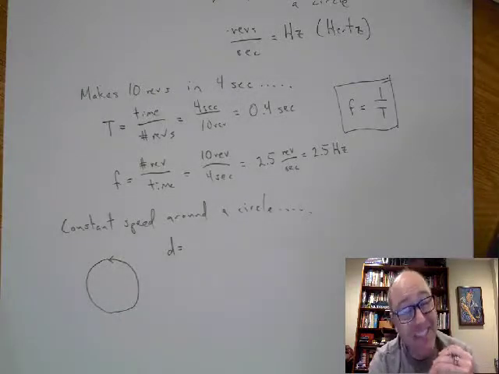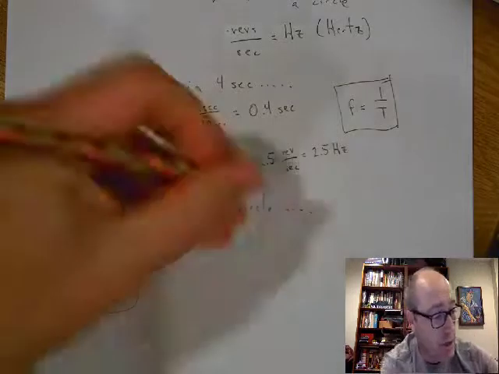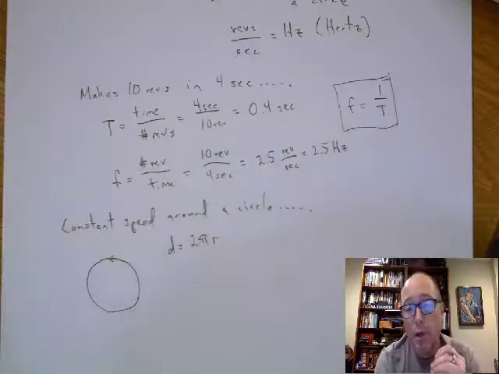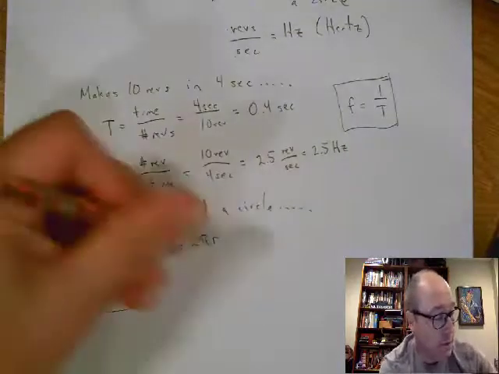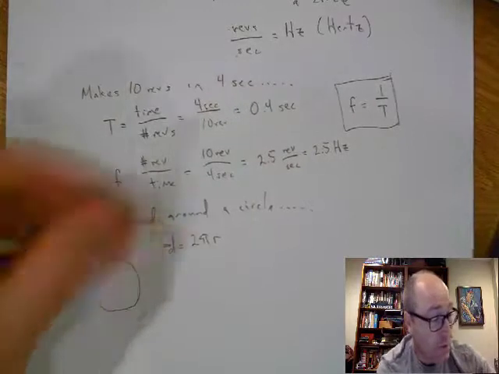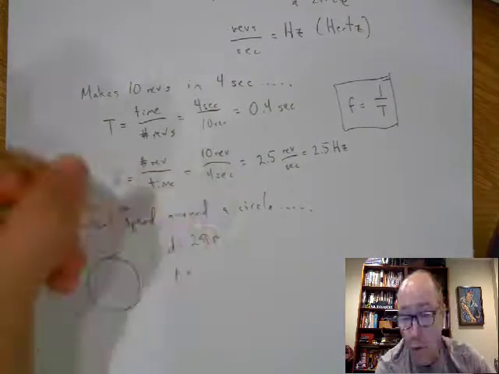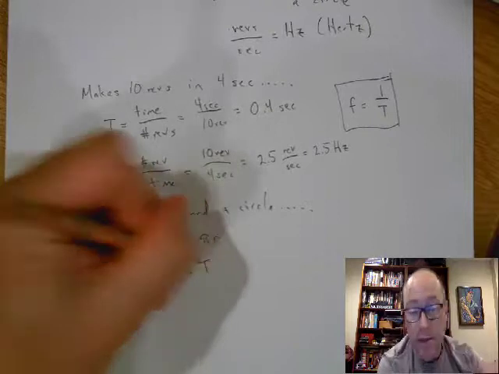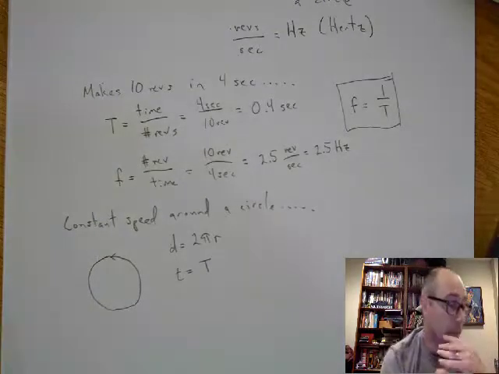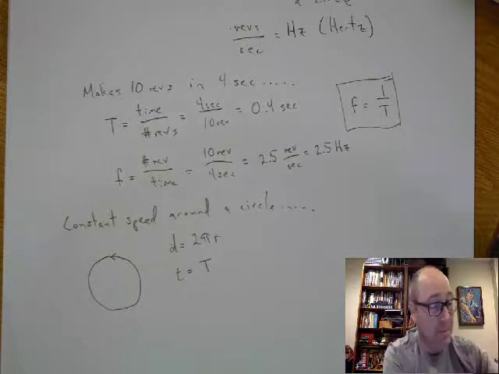How do you find the circumference? Well, this one actually is on your formula sheet. If you look under the geometry section, the circumference is 2 pi r. If you're talking about going one time around, that's the distance you travel. Well, the time, if you were to go one time around, would be the period. Does everybody see that? Because it's the time that it takes to go around once.